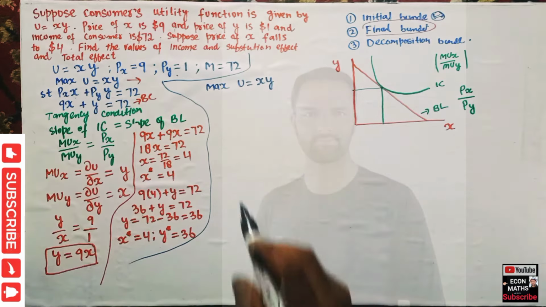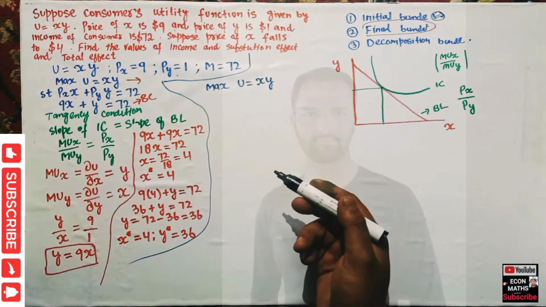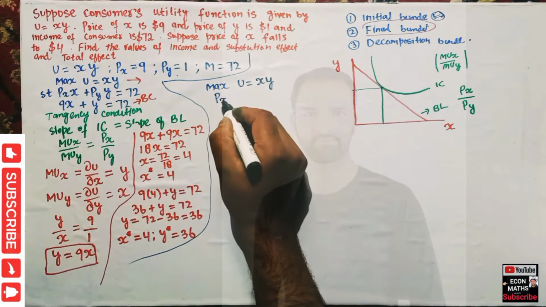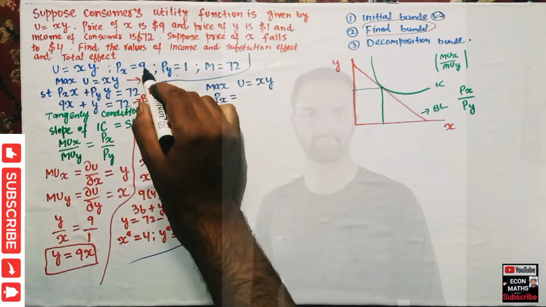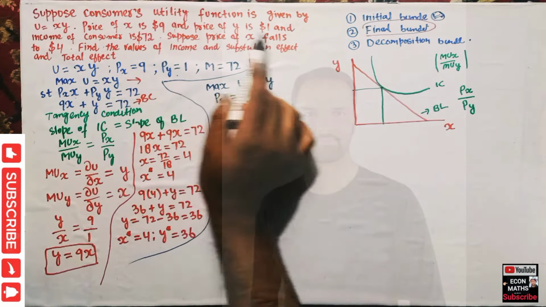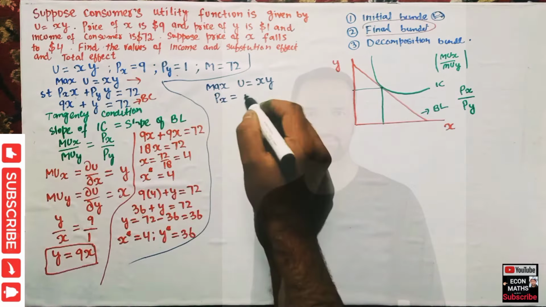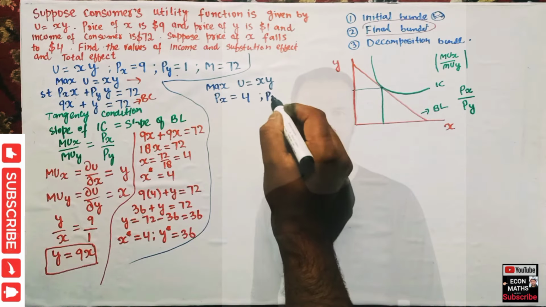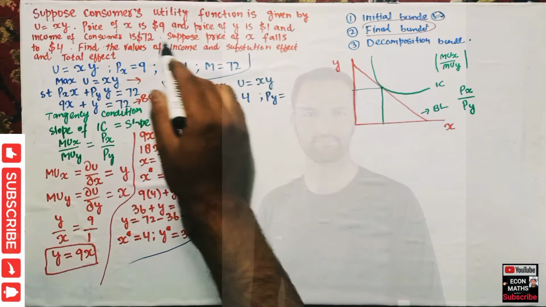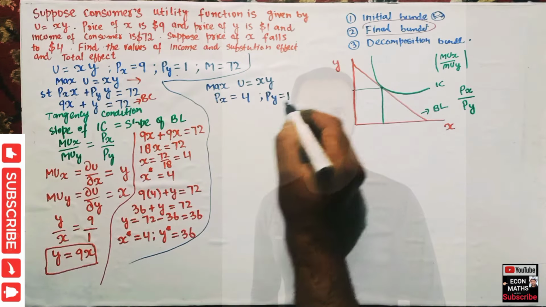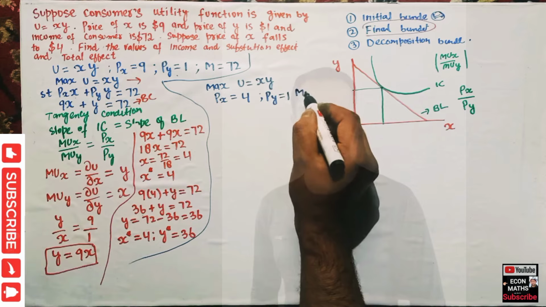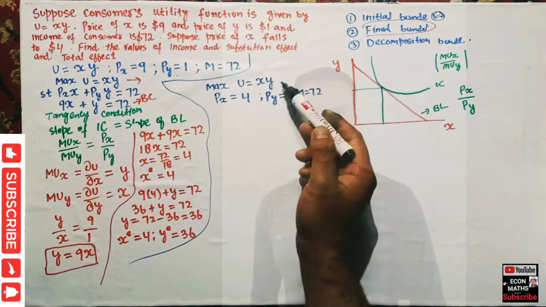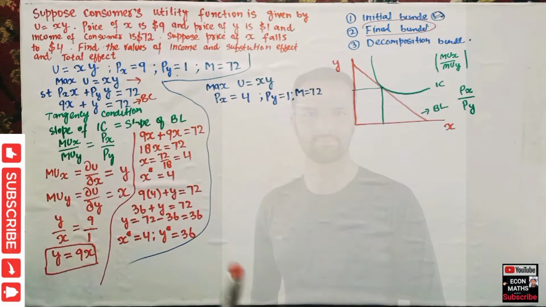What will be our new budget line? After the price change, the price of x will be, in place of 9, since it tells us that the price of x falls to 4. So price of x is 4, price of y is the same, which is given as 1, and the budget, that is m, is also 72.